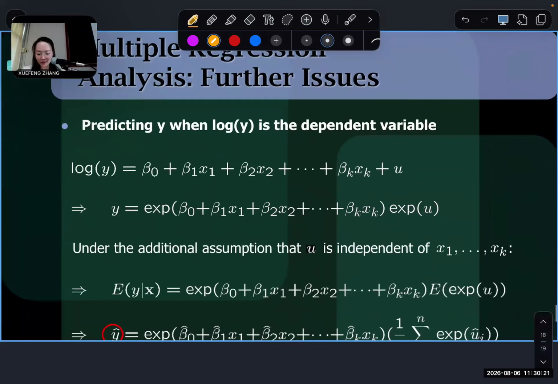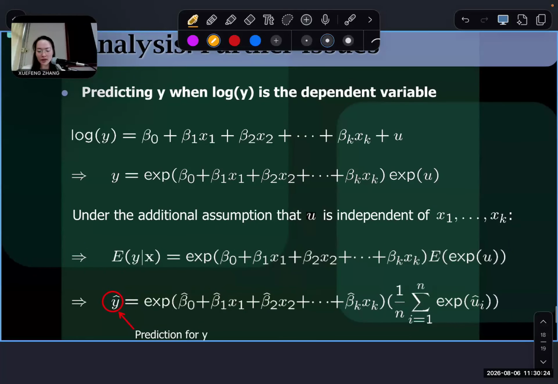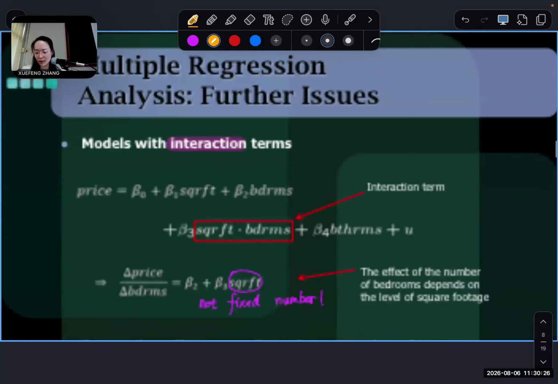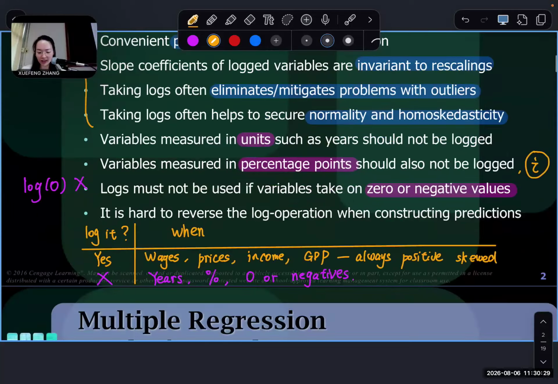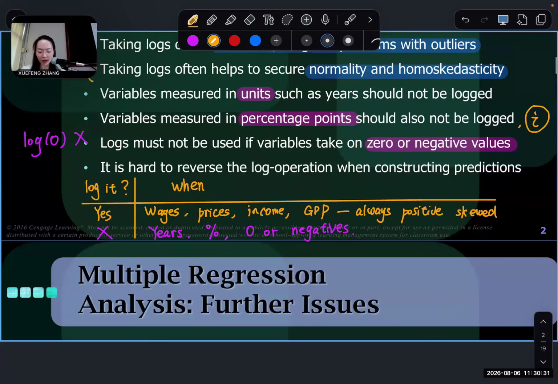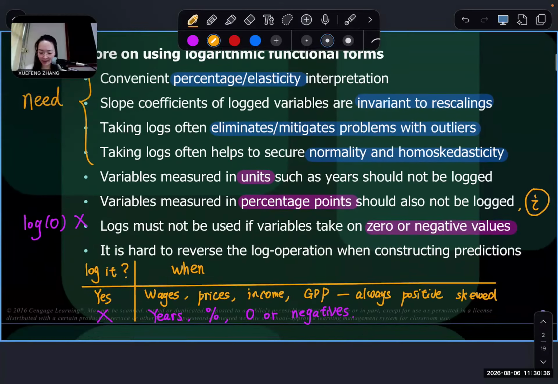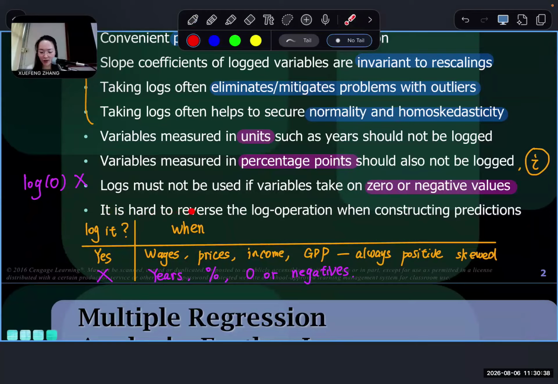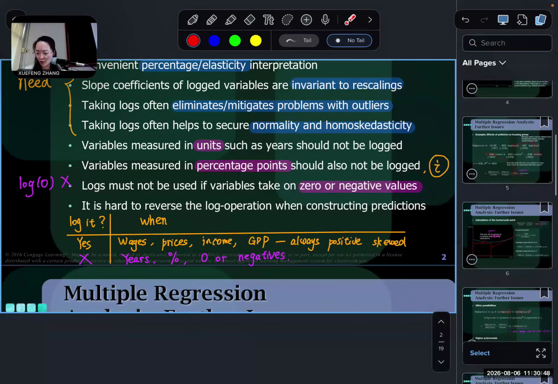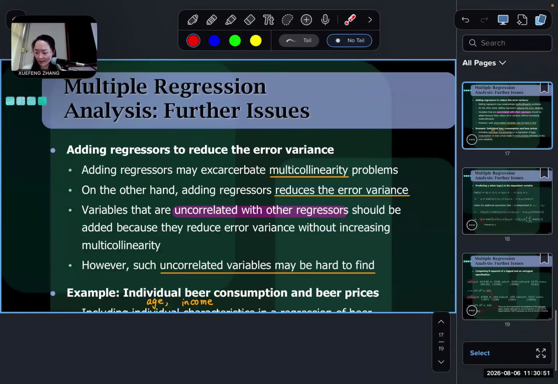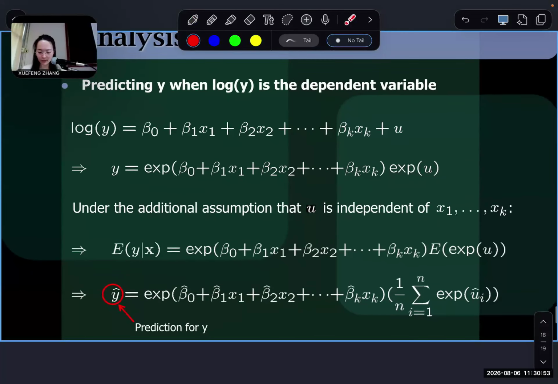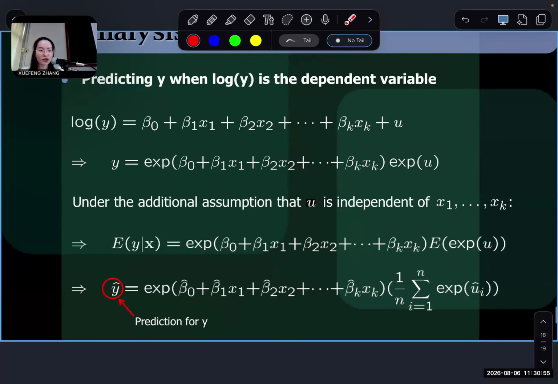Next one, do you still remember that predicting Y is much harder than predicting log Y? Okay, let's go back to the first slide. Here, it's hard to reverse the log operation when constructing prediction. So here, I'm gonna show you why that is. Look at this, a lot of equations.